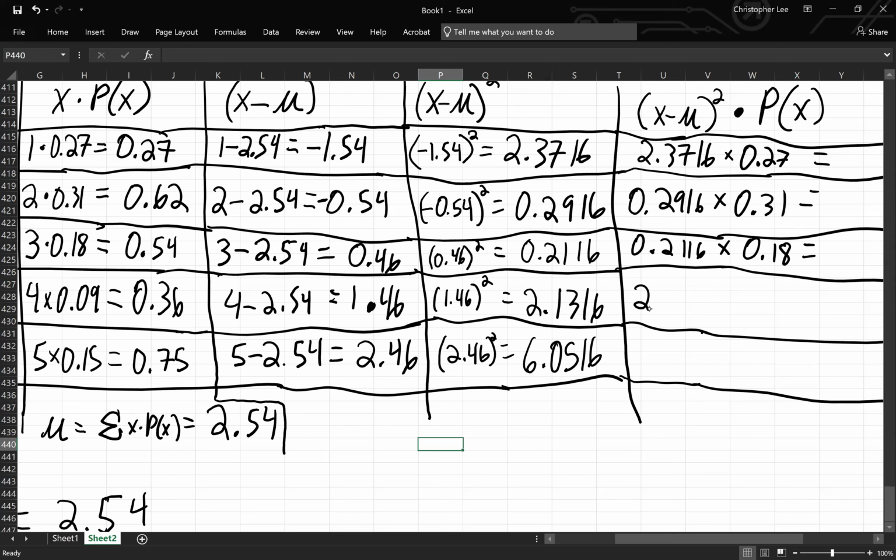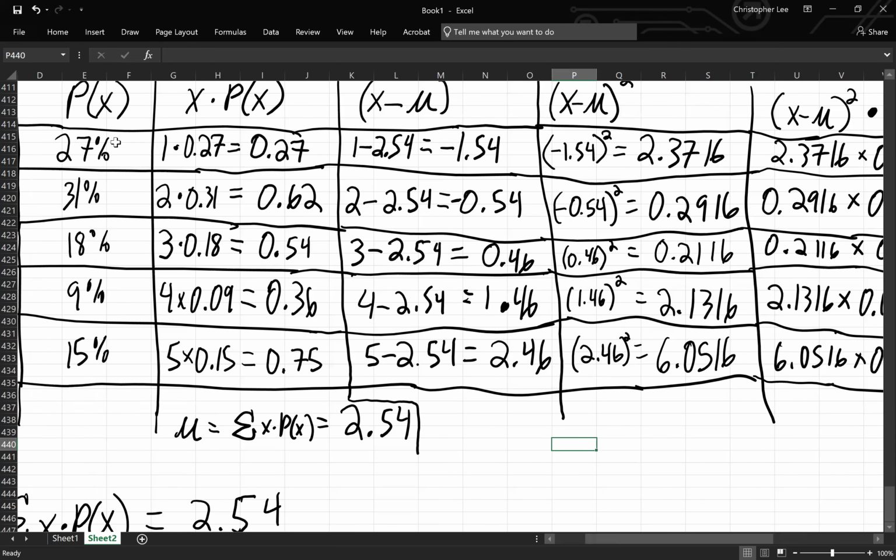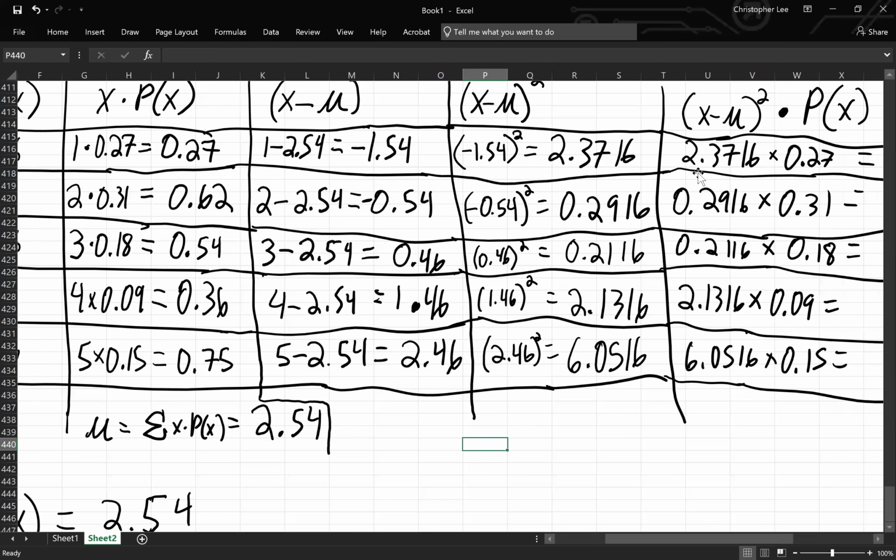Then we're going to have the 2.1316 times the 0.09. Right. And last but not least, we'll have the 6.0516 times the 0.15. Right. So remember, P of X is all the numbers in this column, the 27%, 31%, all of that, right? You're multiplying your previous answer by all of those.